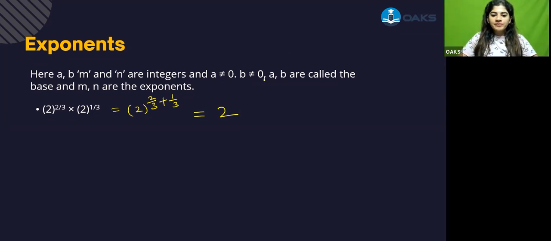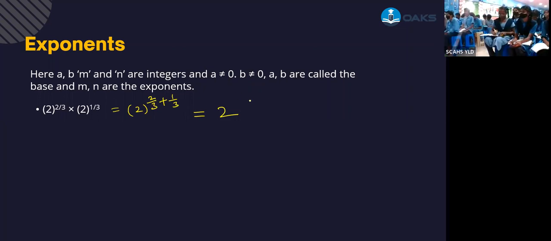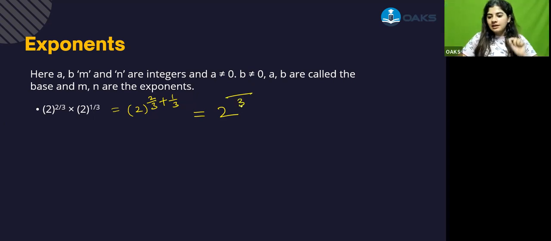You can sit down. Okay, 2 by 3 plus 1 by 3. What she said is, when the bases are same, we just need to add the powers. Thank you, Deepika. Now, 2 by 3 plus 1 by 3, what will that be? It is 3 at the base. Now, 2 plus 1, we are just taking LCM here. 3 is the LCM. So 2 raised to power 3 by 3, that is equal to 2 raised to power 1, which is equal to 2 only.